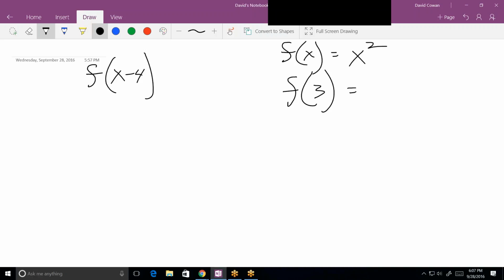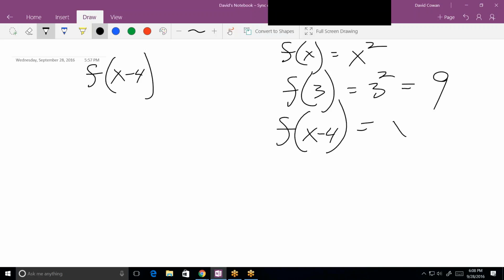What do I do with whatever's inside the parentheses? I plug it in for x, right? Yeah. So that's 3 squared, so that's 9. That's what f of 3 is. Well, what is f of x minus 4? Plug in whatever's in the parentheses in for x. That's how you handle that.